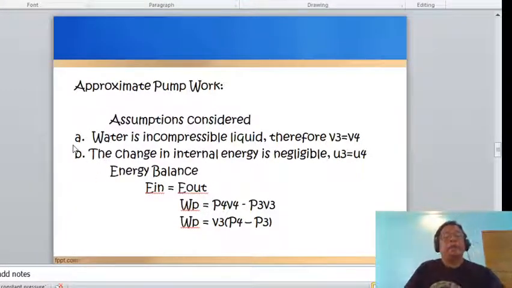Again, from the energy balance, the pump work now equals the pressure at the boiler multiplied by the specific volume minus the condenser pressure multiplied by the specific volume. Since there is no change in specific volume, we replace v4 by v3. Or simply, the pump work equals the specific volume multiplied by the change in pressure between the condenser and the boiler.